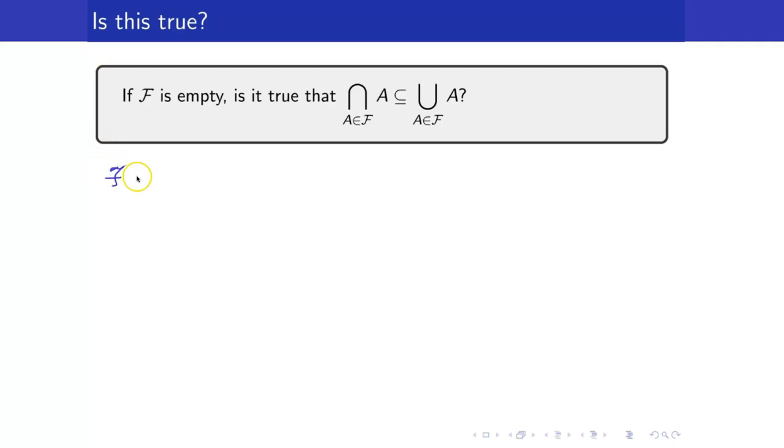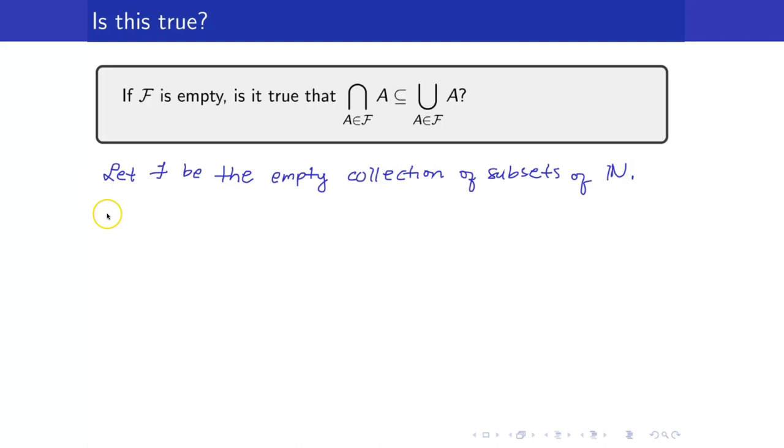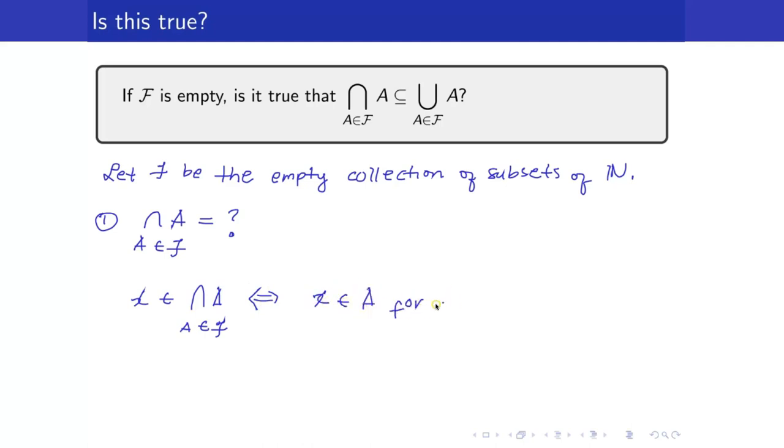That is not true. We let F be the empty collection of subsets of the set of natural numbers. Let us compute the intersection of all the A's where A is in F. What will it be? What does it mean for x to be an element of the intersection? It only means that x is in A for all A in F.